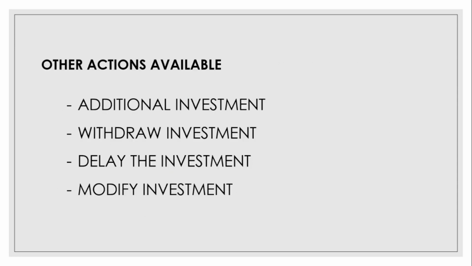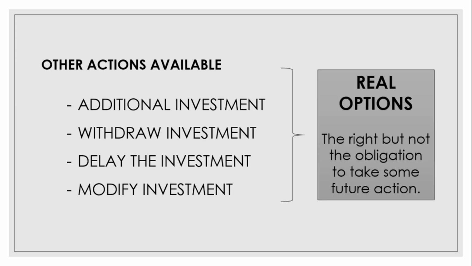Why? Because there are other actions available to the management. For example, if they see the project is very promising, then they might make additional investments in that project. Now, if they see that the project is not doing a good job in terms of producing profits, they may withdraw from the investment. And if the information they have at the moment is not enough for them to assess whether the project is good or not, then they may delay the investment for a couple of years, or they might modify the investment. And these actions are just examples of what we call real options.